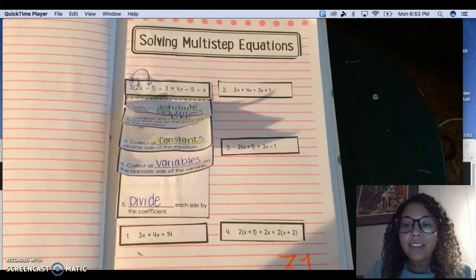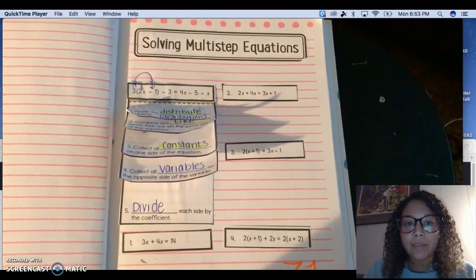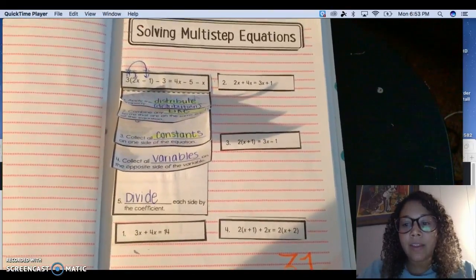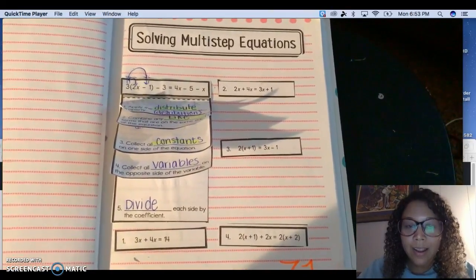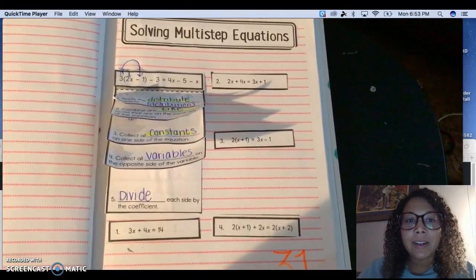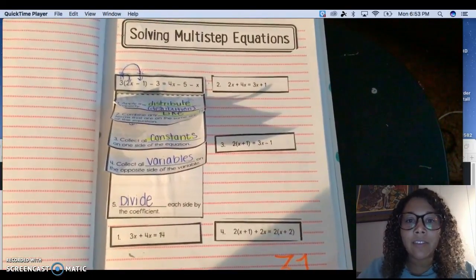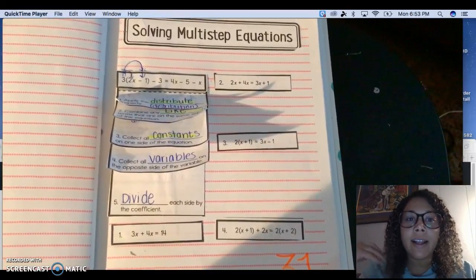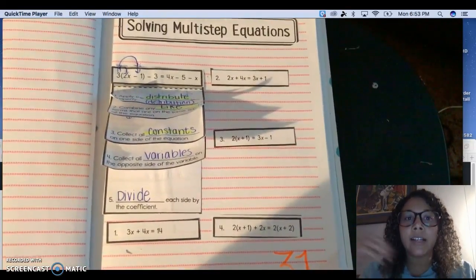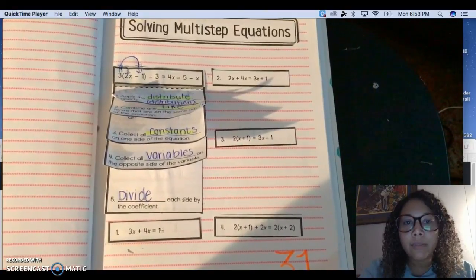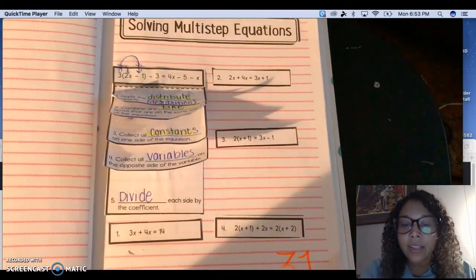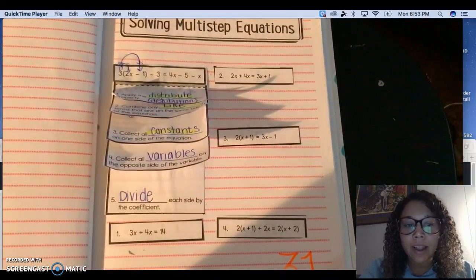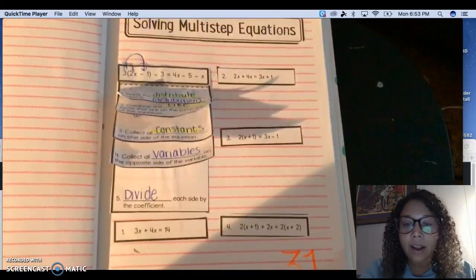So, this goes along with Station 4. And as you can see, this is going to be for page 31 in your interactive notebook. And the title is called Solving Multi-Step Equations. So if you haven't already, go ahead and on your table of contents, put solving multi-step equations for 31 in your interactive notebook, and you will be ready to go.